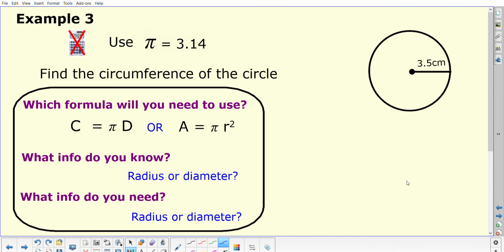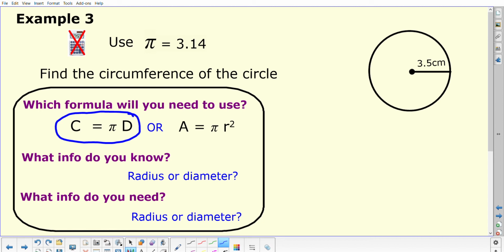With number 3, you are finding the circumference of this circle, and it's a non-calculator question, and when you get ones like this, they usually tell you to take pi as just 3.14. They've rounded the pi number so that your answer will just be slightly less accurate. But let's find the circumference. Which formula will we be using? So clearly circumference, the C formula is the one you're using, C equals pi d.